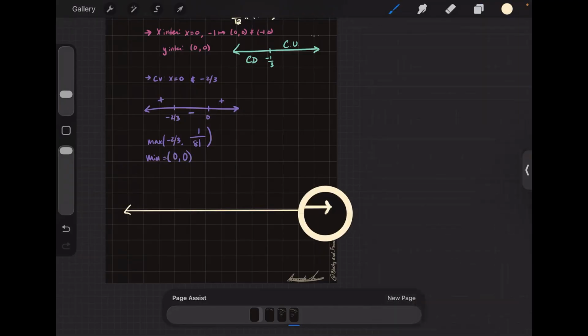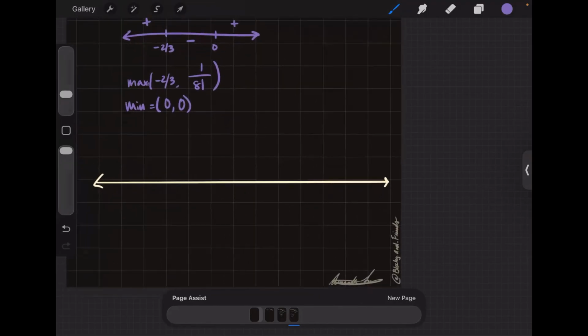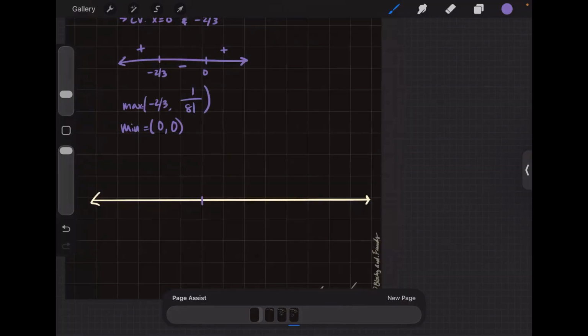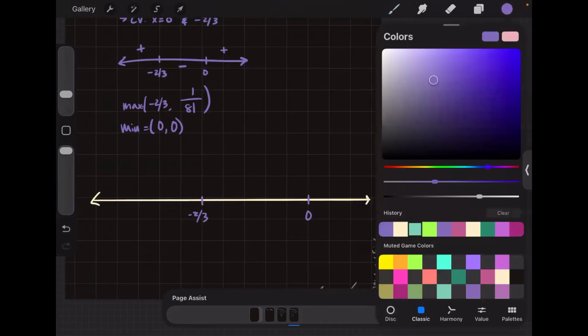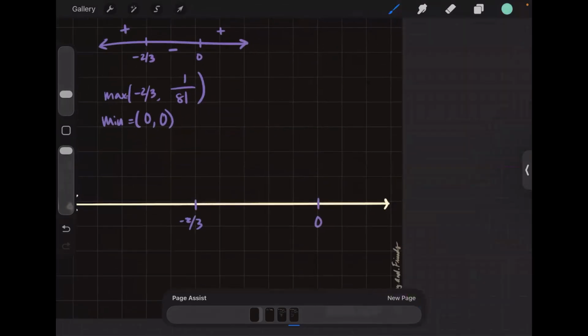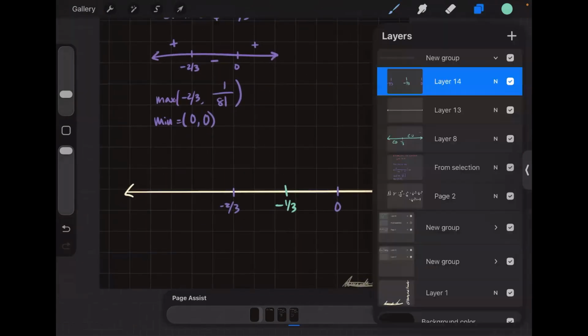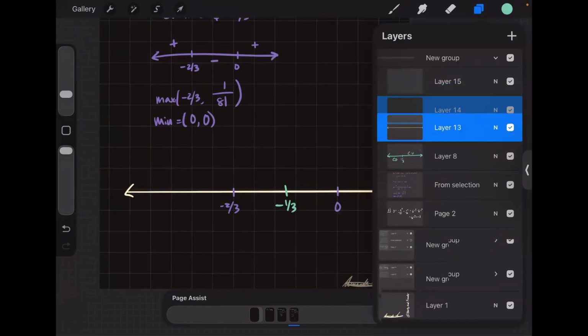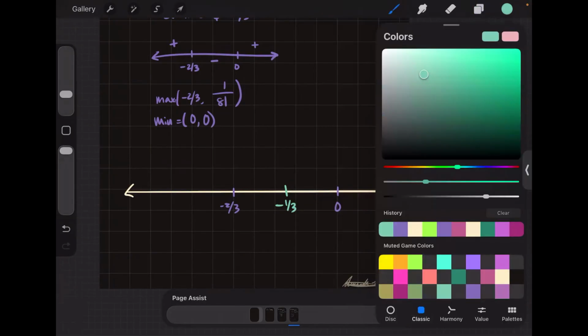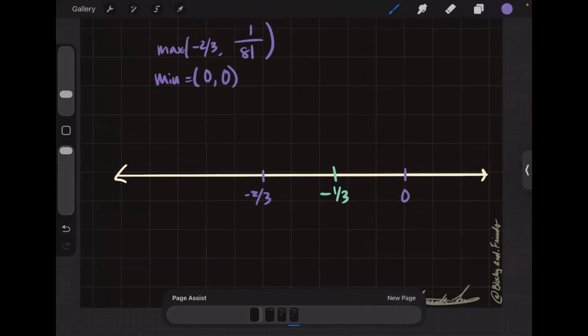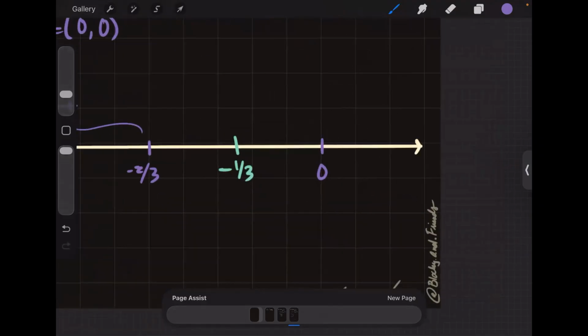Okay, we'll start with the critical values. So you're going to have like negative 2/3, and have like 0, and then for your point of inflection, you have like negative 1/3, right? Okay. Then what you're going to do is you're going to say, oh yeah, this section is increasing, and draw it more or less however you like in terms of marking up your work.